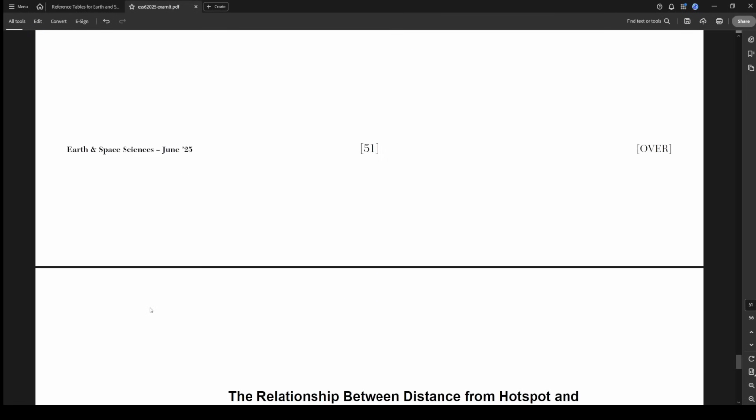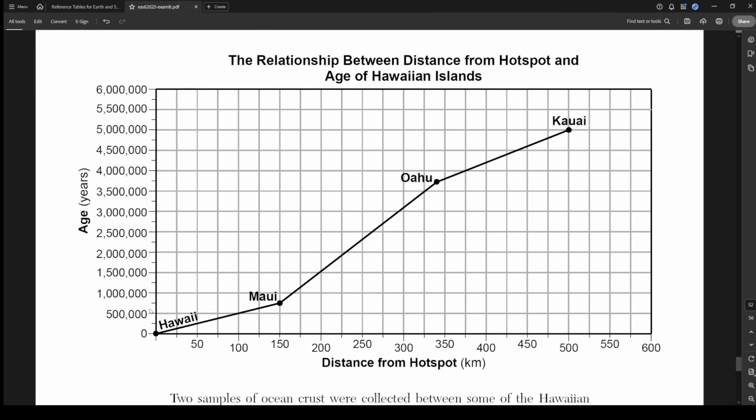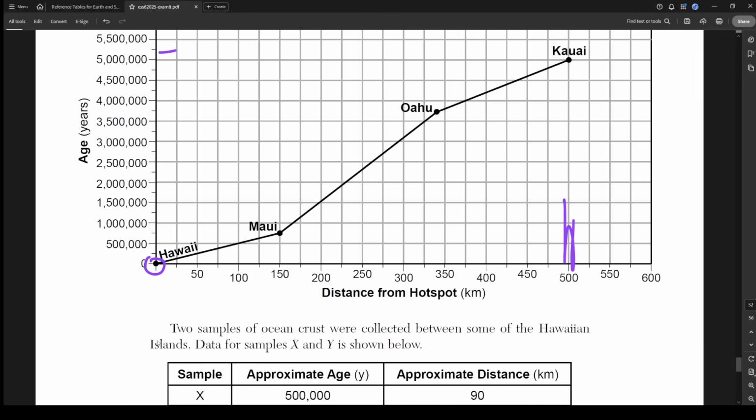Oh, we're almost done, guys. Two more questions. So distance from hotspot and age. Yeah, it's literally the same exact. 5 million years old is the furthest away. Right? And Hawaii's on the hotspot.